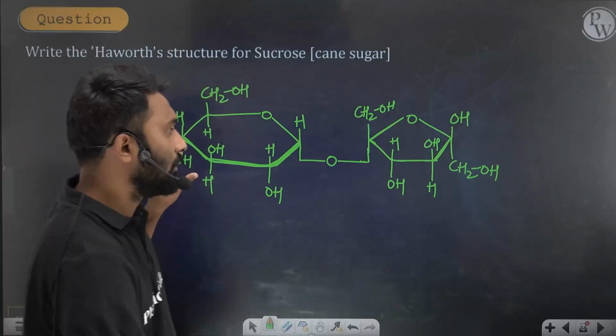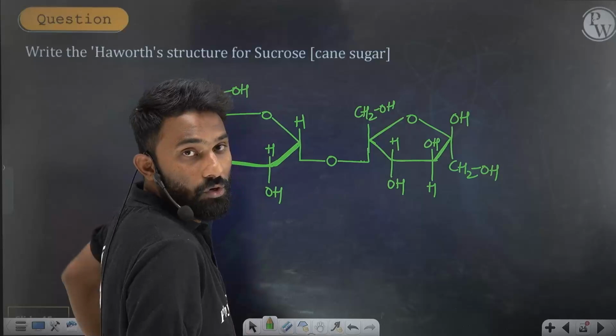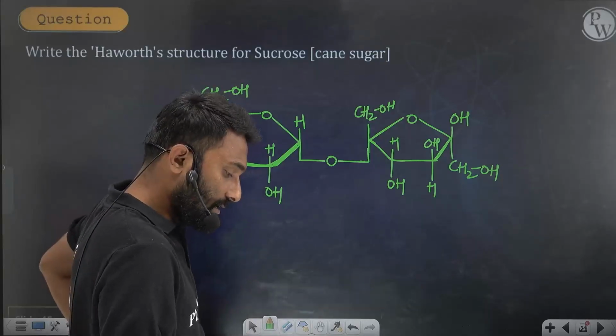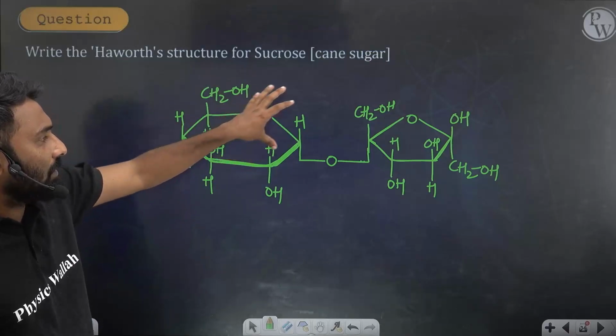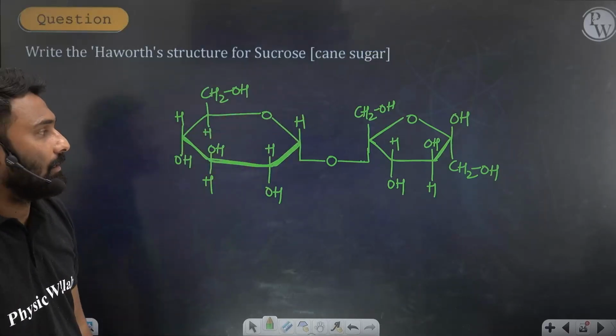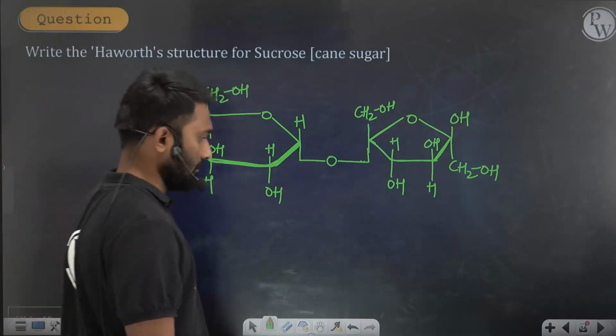Just remember one thing. When they ask the sucrose structure or Haworth structure, one should be the 6-membered ring and one should be the 5-membered ring. Clear? Next.